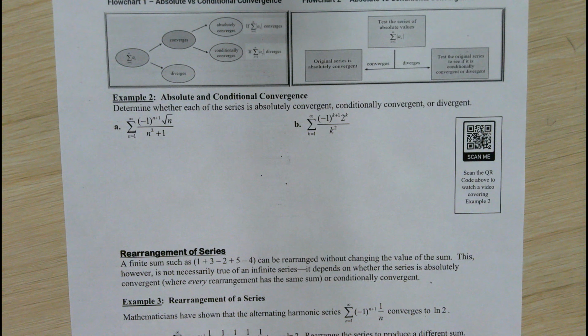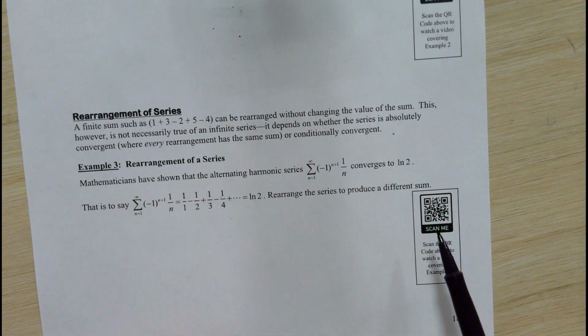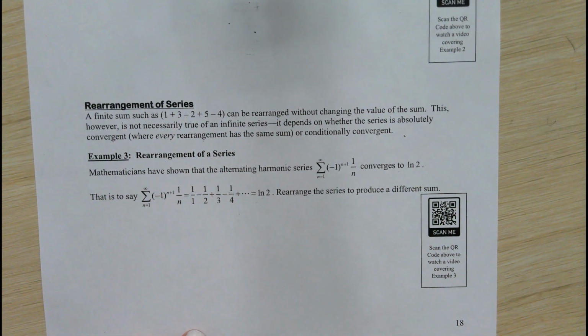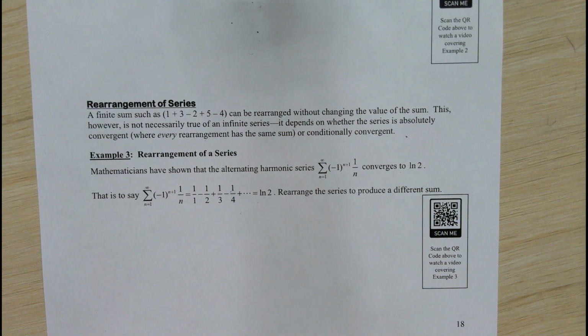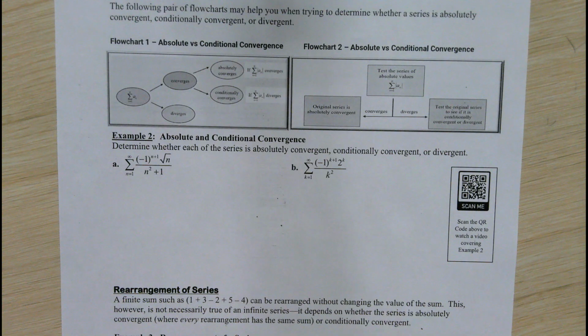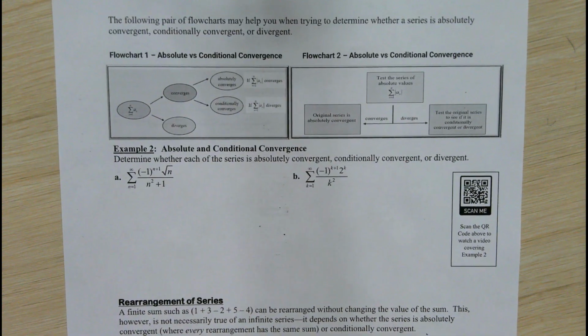All right, example 2, let's see what they've got. We're actually going to stop at example 2. Example 3 is very interesting, but it's not necessarily something that you need to know for your AP Calculus test. If you're interested in more detail about what really is going on when a series is conditionally convergent, I really highly recommend that you scan that QR code and watch this video. It's a super surprising mathematical result, which for some of you who are really interested in math, it's kind of a surprising thing. So I would recommend watching it, but just so you know, it's not something that you'll necessarily be tested on. So example 2 will be our last example that we're going to do together.